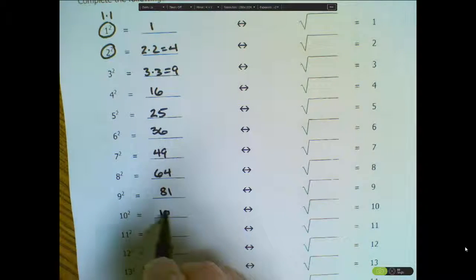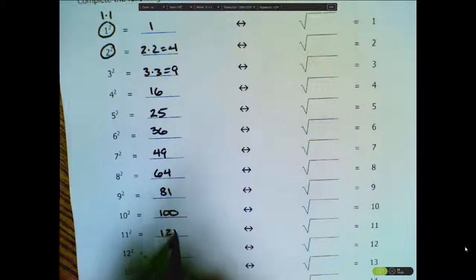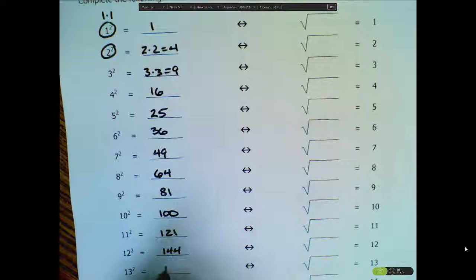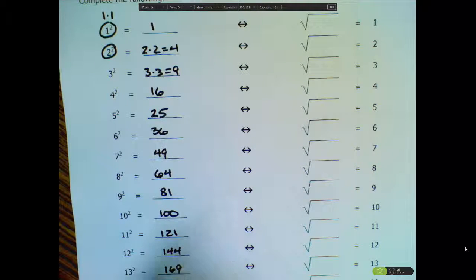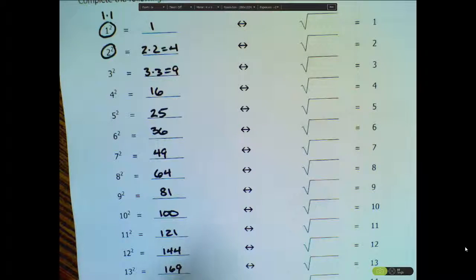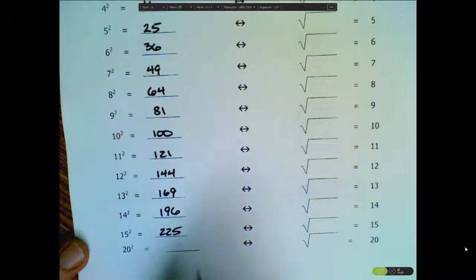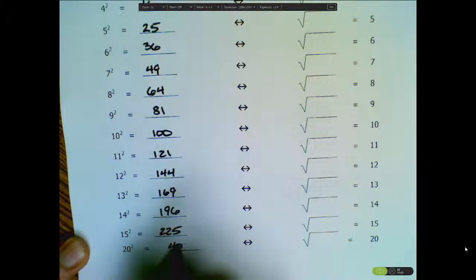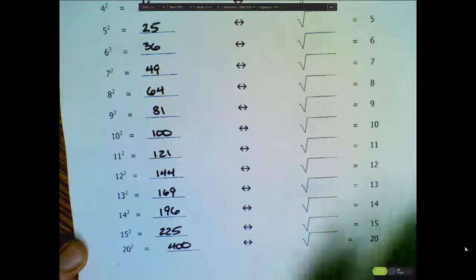10 squared is 100. 11 squared is 121. 12 squared is 144. 13 squared is 169. 14 squared is 196. 15 squared is 225. Off the screen here, 225, and then 20 squared is 400. And so those are the perfect squares.